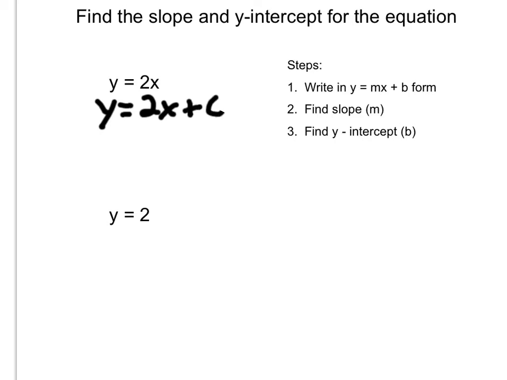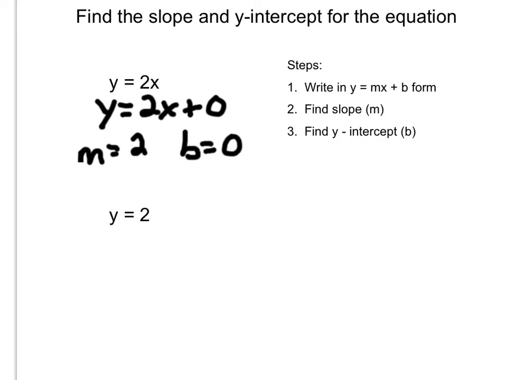Well, I can add 0 to anything, and it doesn't change it. So y equals 2x plus 0. So my answer is already in slope-intercept form. Now I just need to know my slope is 2, and my y-intercept is 0.